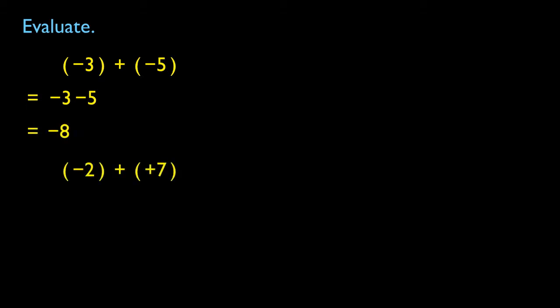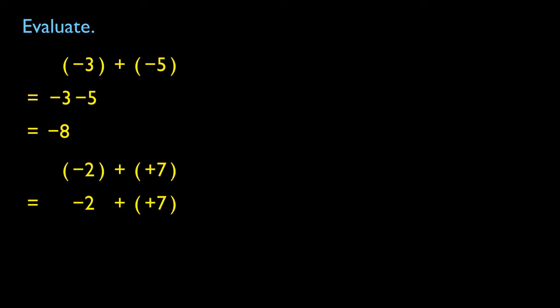Now if we look at -2 added to +7, I go through the same thought process. I look at my integers and I say, okay, that first integer doesn't have a sign in front of it, but it's understood to be positive. Well, the same argument holds true. Plus -2 amounts to just -2, because a positive negative results in a negative.